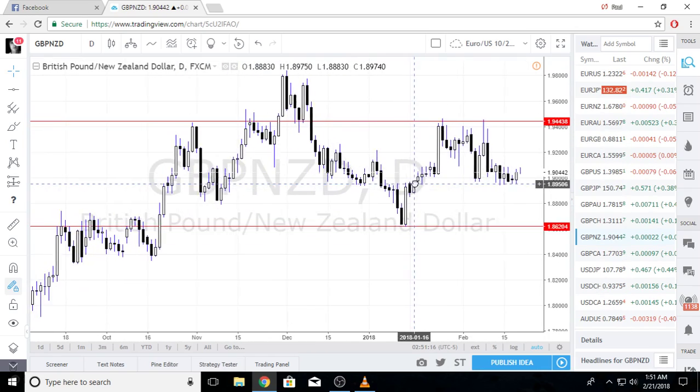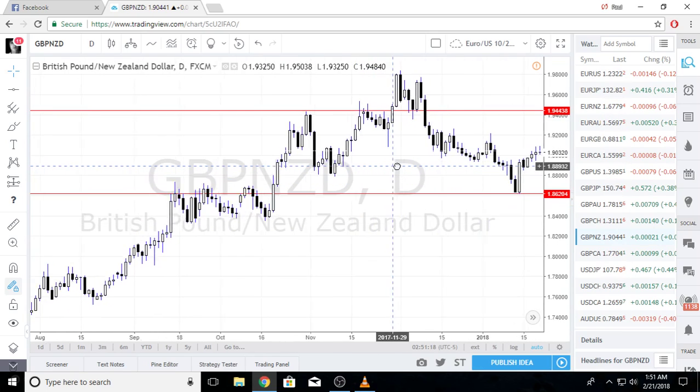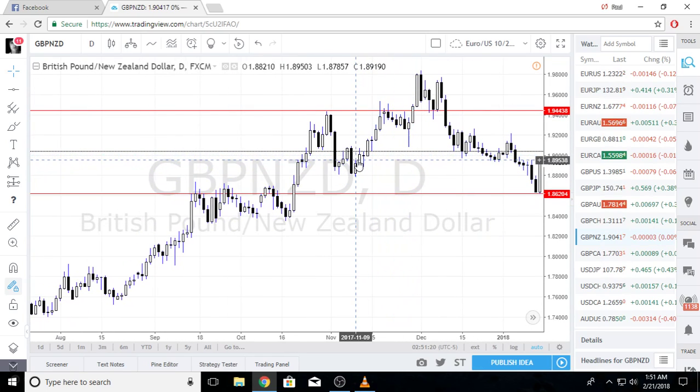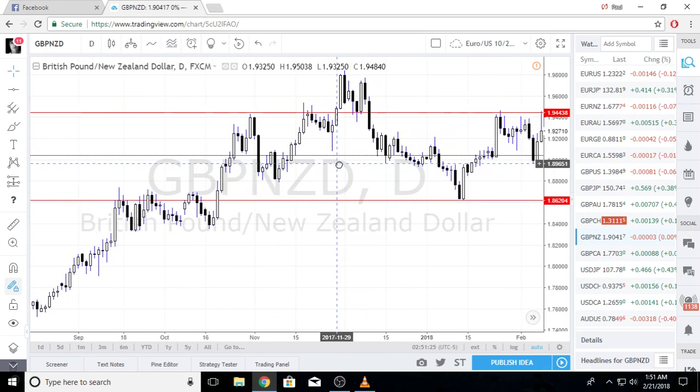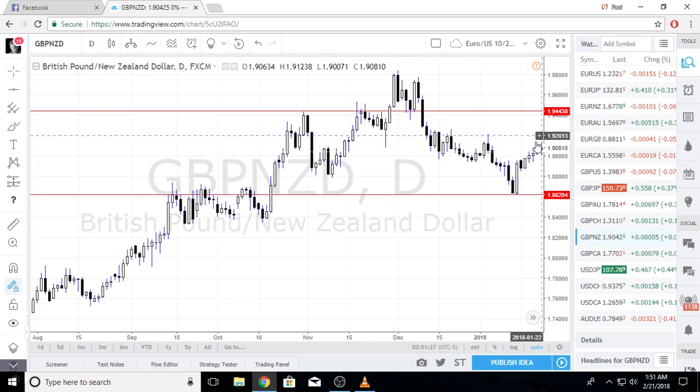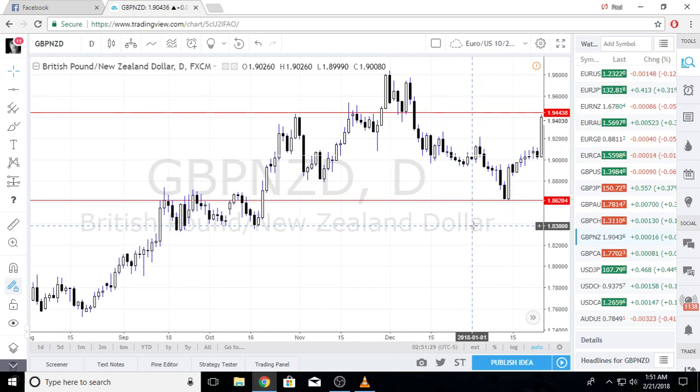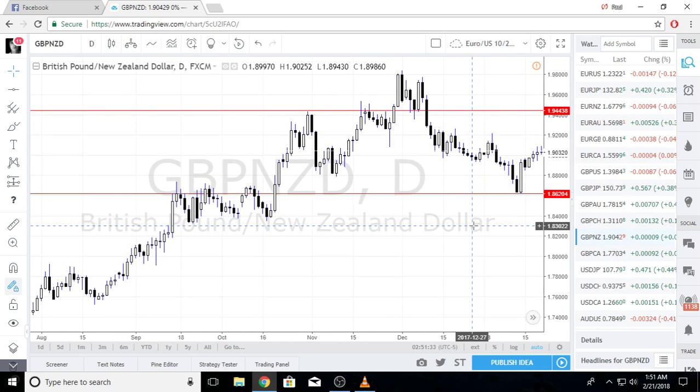Then the next thing I do is I look for what's called a pin bar. A pin bar is basically a rejection of the market. And so you see how on this side, I'm going to move over one bar at a time. Let's start back here.